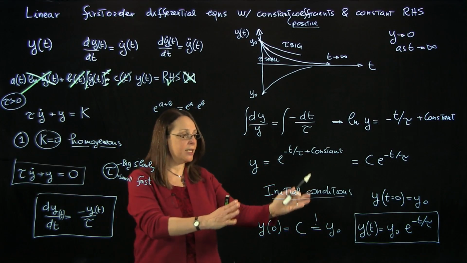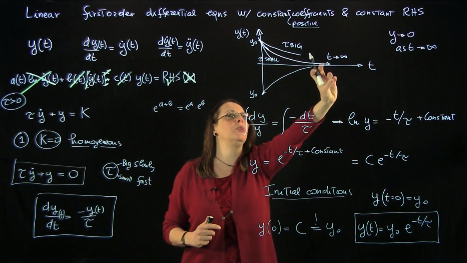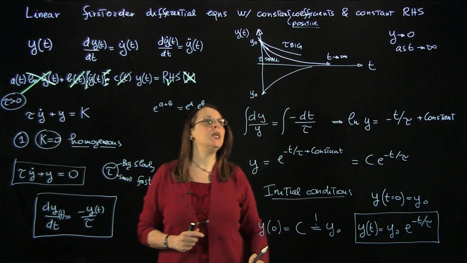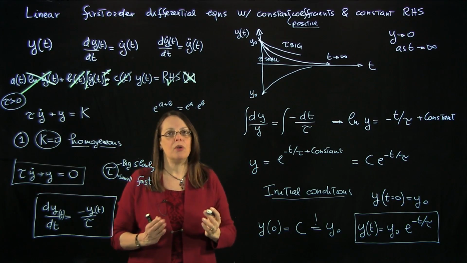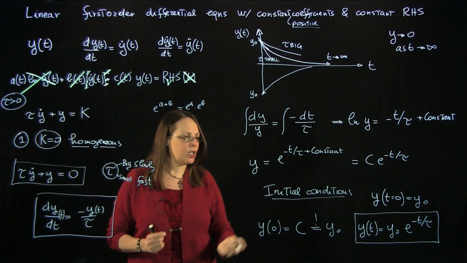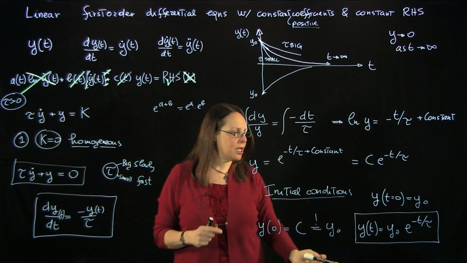And this is it. It's going to look like that. It's going to start at y0. It's going to go to 0 exponentially. And tau is going to decide how fast or how slow it goes to 0. So let's see actually what tau means now that we know that this is an exponential.